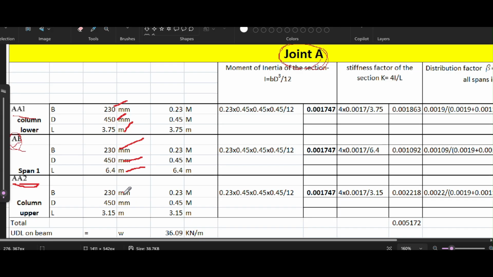Similarly, the upper floor. These measurements are given here. This is nothing but the same measurement converted into meters. From this, we are going to calculate one item called moment of inertia of the beam or the column. That formula is I equal to BD cube by 12.